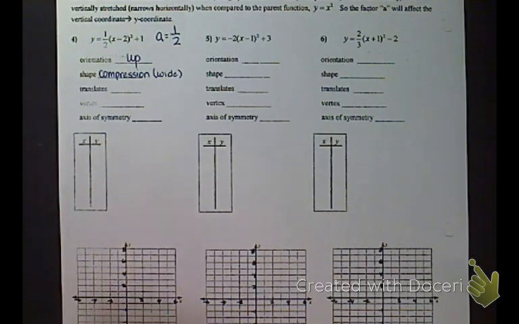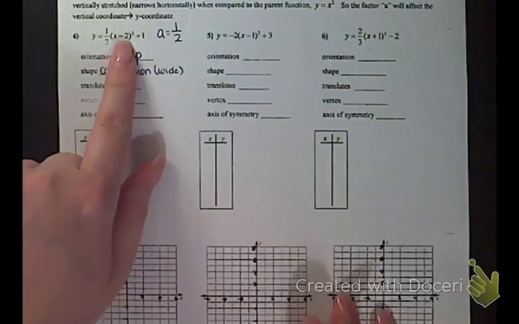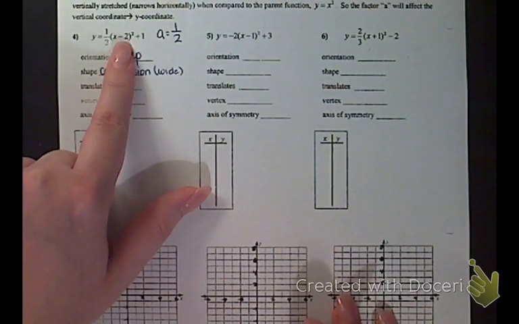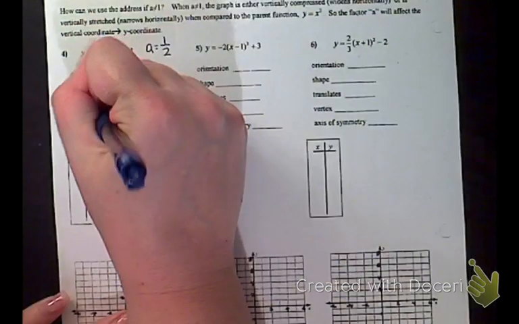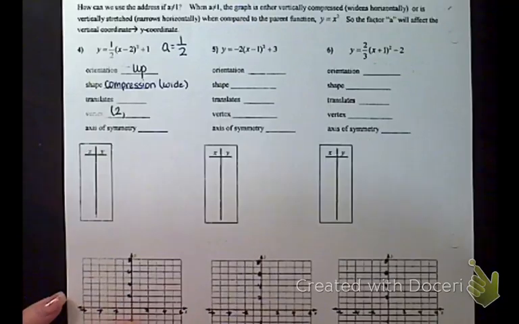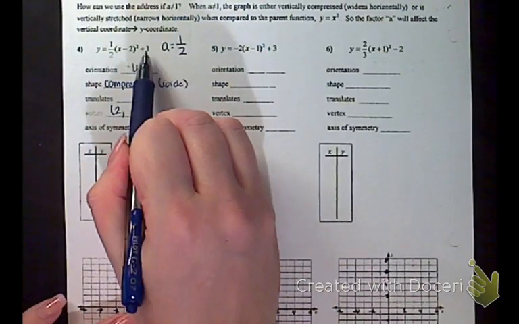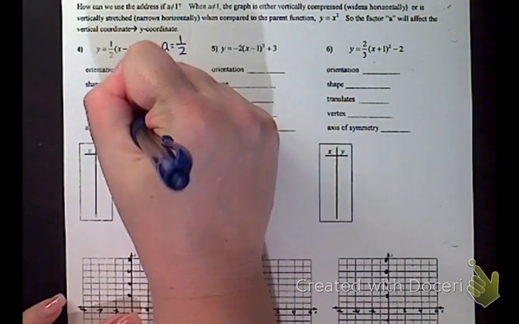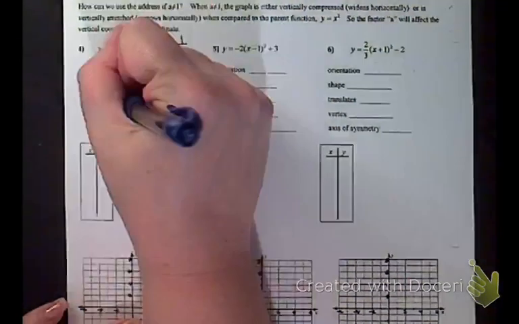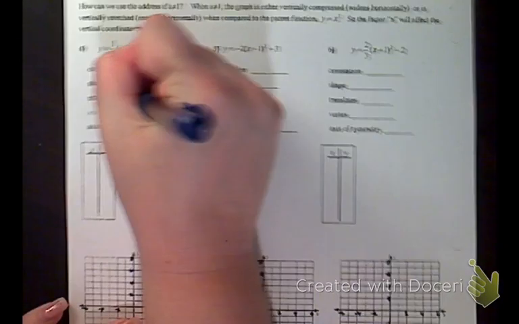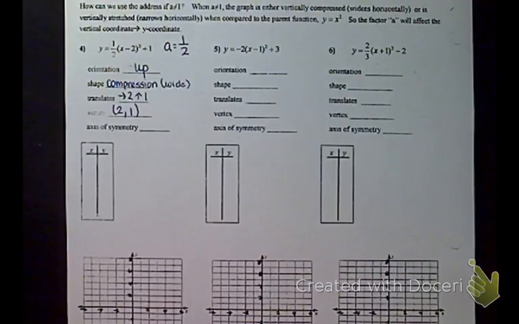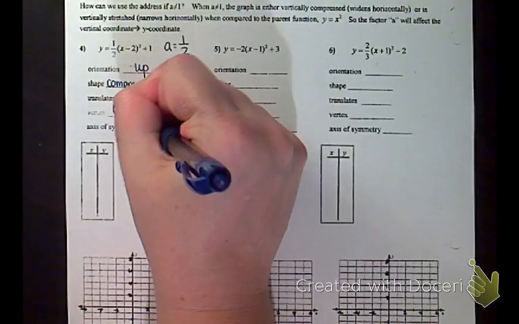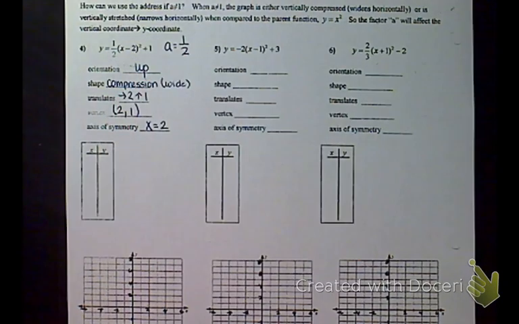Now I'm going to identify my vertex the same way. Inside is the x value, and it's opposite. So I have a negative 2, which makes it a positive 2. And then the k value stays the same. That's your y value, and that's going to be a positive 1. So here I went to the right 2, and I went up 1 from my parent function. My axis of symmetry is x equals 2, the x value of your vertex.